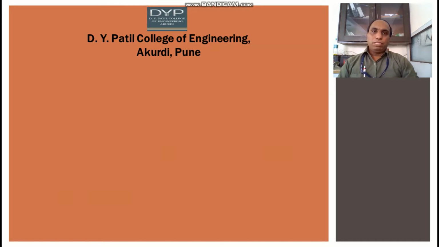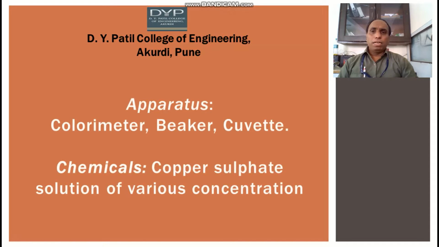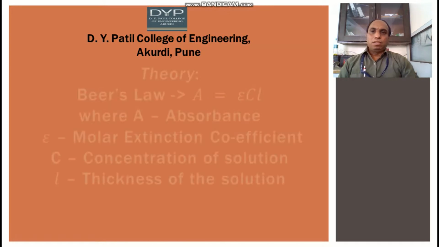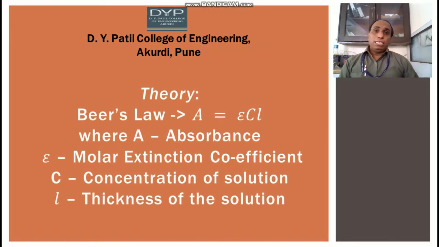So to begin with, we have apparatus: colorimeter, beaker and cuvette, and we have chemicals, that is copper sulphate solution with various concentrations. So let us understand the theory behind it.